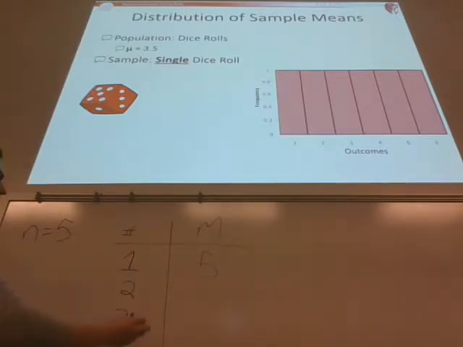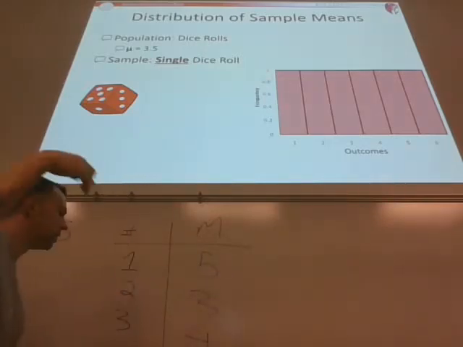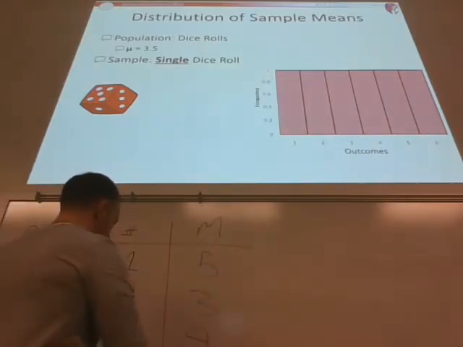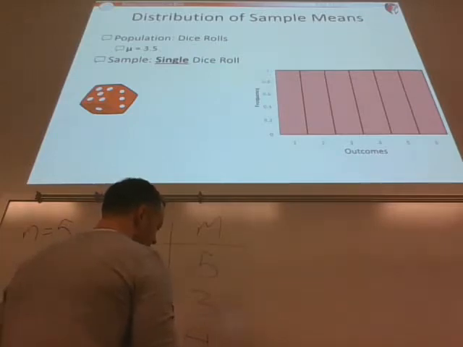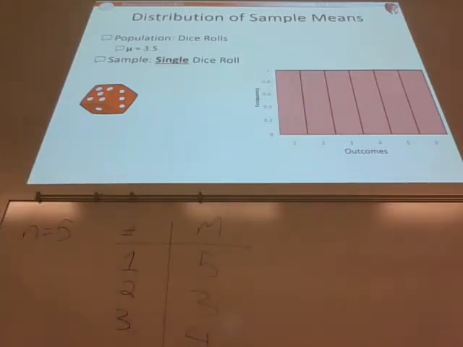You roll it again, you get a 3. You roll it again, you get a 4. You roll it for the 4th time, you get a 1. And you keep doing this for every possible sample of one dice roll. What you're going to find is that if you take the mean of all these sample means, it's going to be 3.5. So first thing to notice, the mean of this distribution of sample means matches your population.